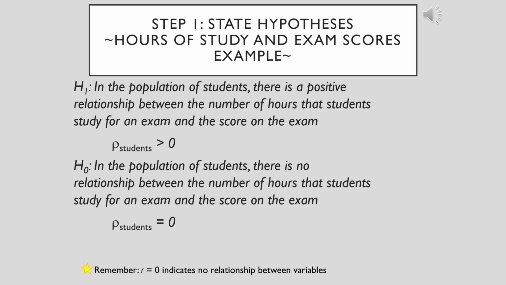Our null hypothesis, though, is that there's no relationship between the number of hours that students study and their score on the exam. So the correlation coefficient rho would equal 0. There's no linear relationship. Okay.